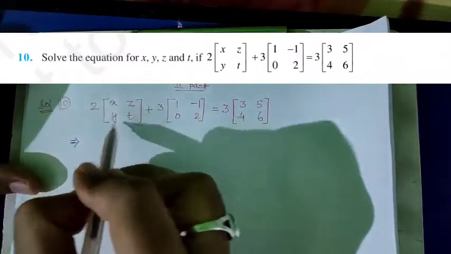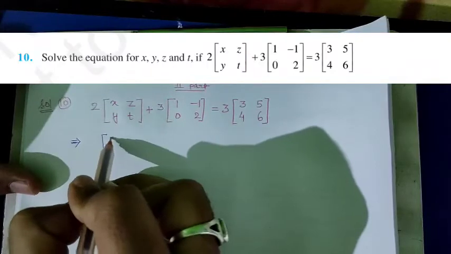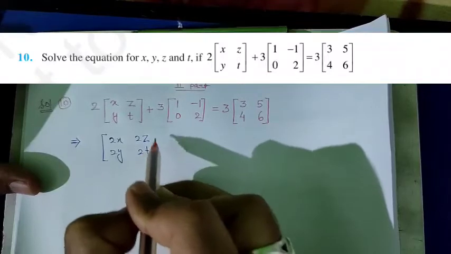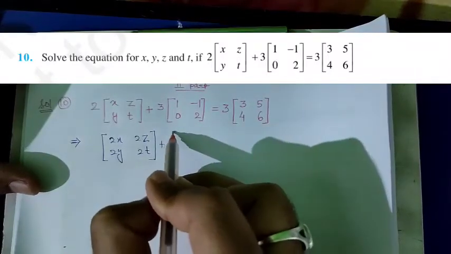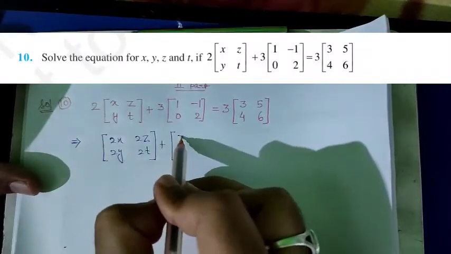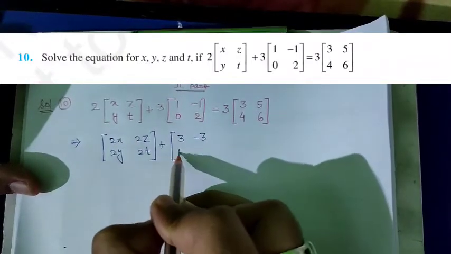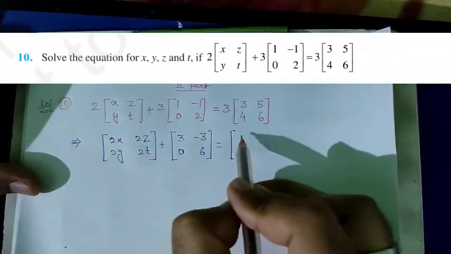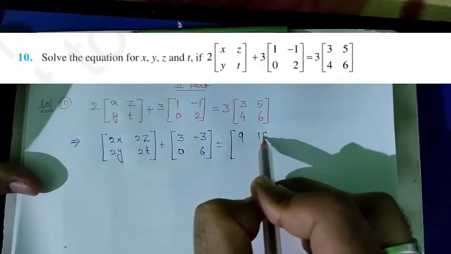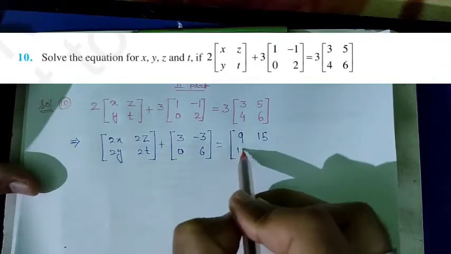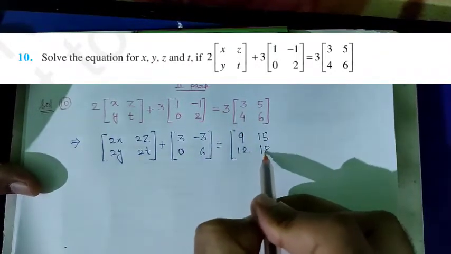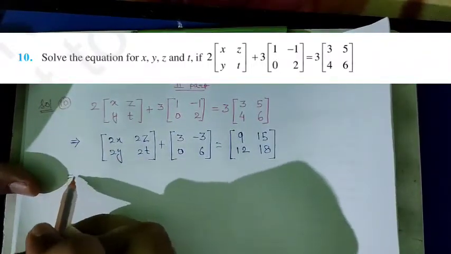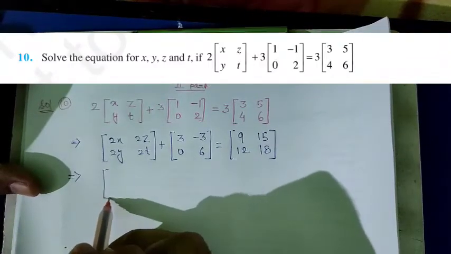Now we'll multiply this 2 inside. We will get 2x, 2z, 2y, 2t, and here if we multiply 3 inside, it will be 3, minus 3, 0, 6, and here we'll get 9, 15, 12, and 3 sixes are 18. Now we will add these two matrices by adding their corresponding elements.